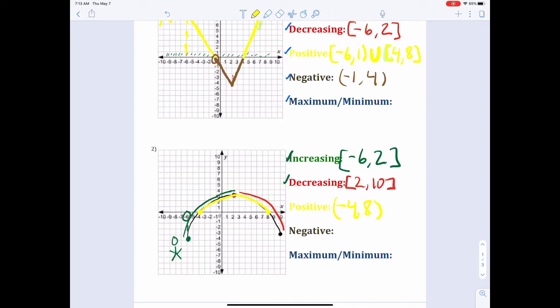And then for negative, where is it below the grass? Where is it the dirt? So that's from this point, which is -6 to 4. Union, because there's another section, we're going to also, that basically means and, from 8 to 10. Hard bracket around the 10 because 10 is negative, where 8 isn't, it's neutral.